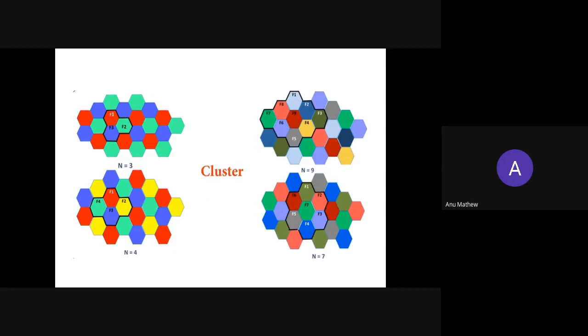So these are the different cluster sizes: N is equal to 3, N is equal to 9, N is equal to 4, N is equal to 7. Here F1 is here. The nearest cochannel cell of this F1 is this, and this is the distance. And here F1 is here. This is the cochannel distance, and here the cochannel distance is this. So from these figures we can see that when the number of cells in a cluster is more, the cochannel distance will also be more.